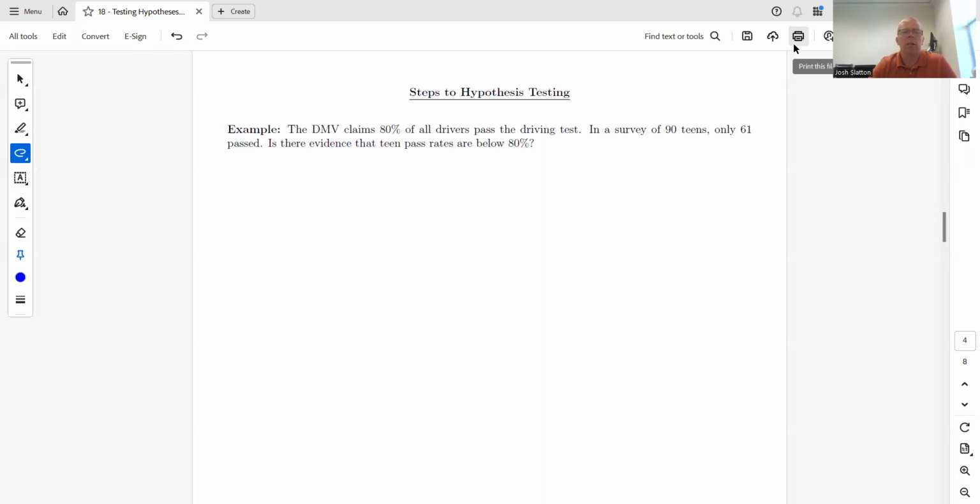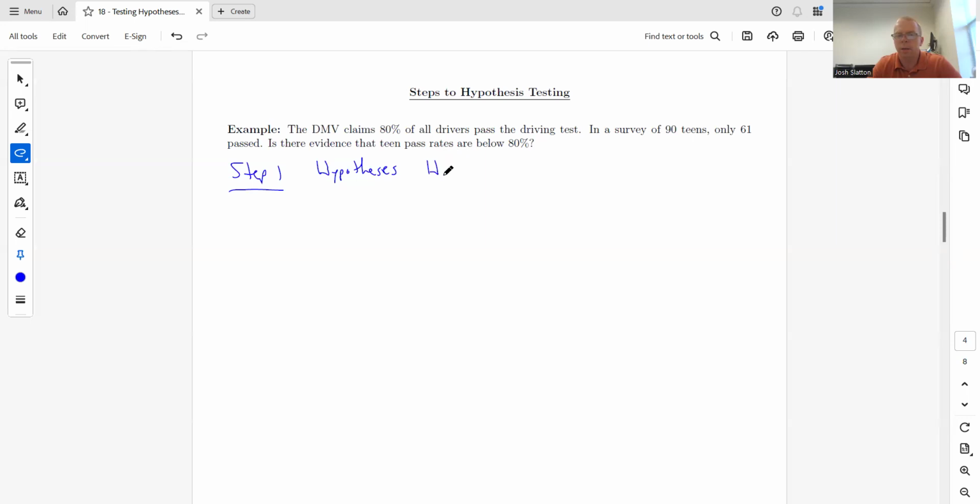This one says the DMV claims 80% of all drivers pass the driving test. In a survey of 90 teens, only 61 pass. Is there evidence that the pass rates are below 80%? And so we're going to break this down into 6 steps, I think. So step 1 is state the hypotheses.